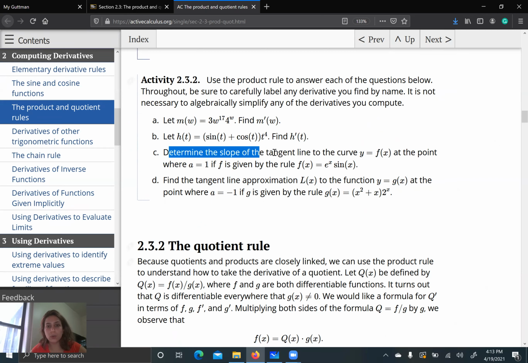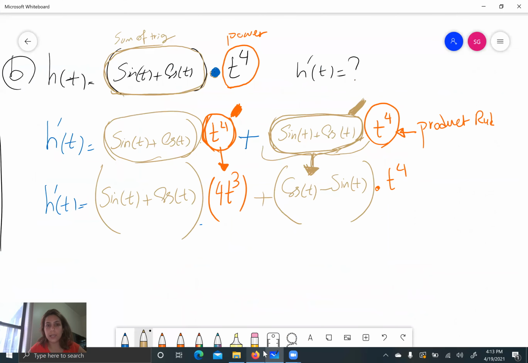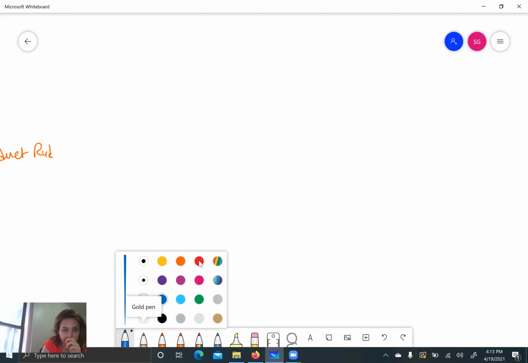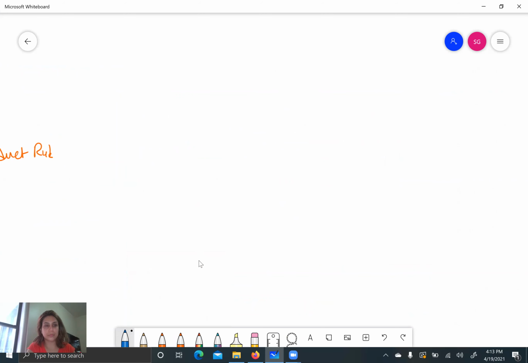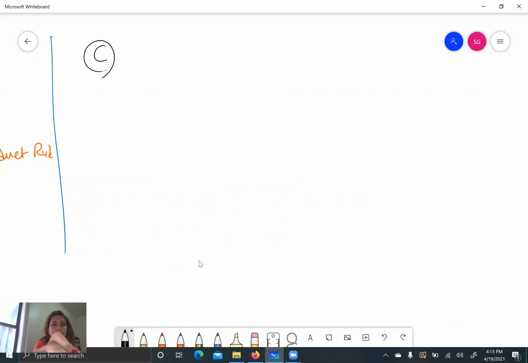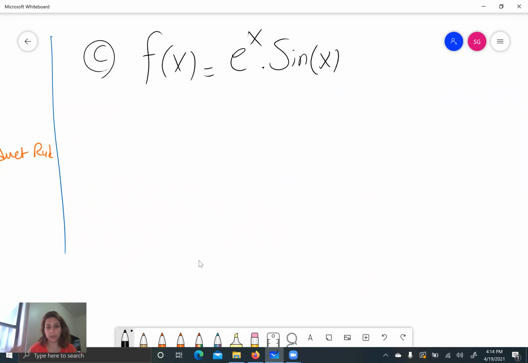Part C, determine the slope of the tangent line to the curve of f at the point where a is 1 if f is given by this rule. Okay, so first of all, function f has this formula, e to the x times sine of x. So let me first copy that. This is part C. What is f of x? F of x is e to the x times sine of x. So that is the function.